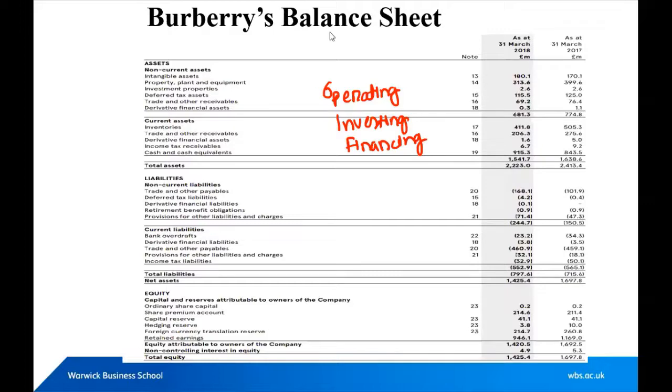As an analyst for stock, which part is most crucial for you? I mean, which part generates value for you for the stock? Operating part, investing part, or the financing part?